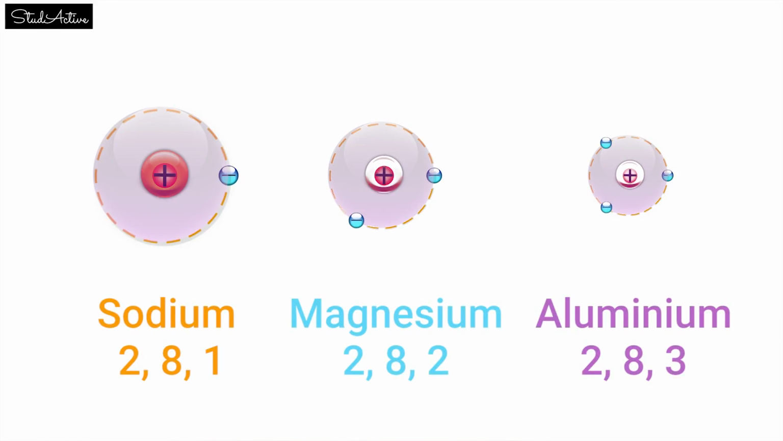Since sodium has 1 electron in its outermost shell, its atomic size is also greater than magnesium or aluminium. Hence, the nuclear pull on this electron is less as compared to the nuclear pull on the electrons of magnesium or aluminium. Hence, sodium can easily give away its valence electron as compared to magnesium or aluminium. So, we can say that sodium is more metallic than magnesium. Similarly, magnesium will be more metallic than aluminium.